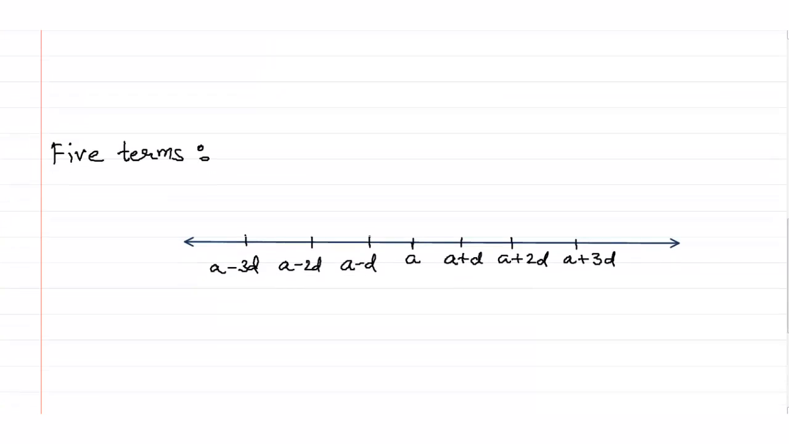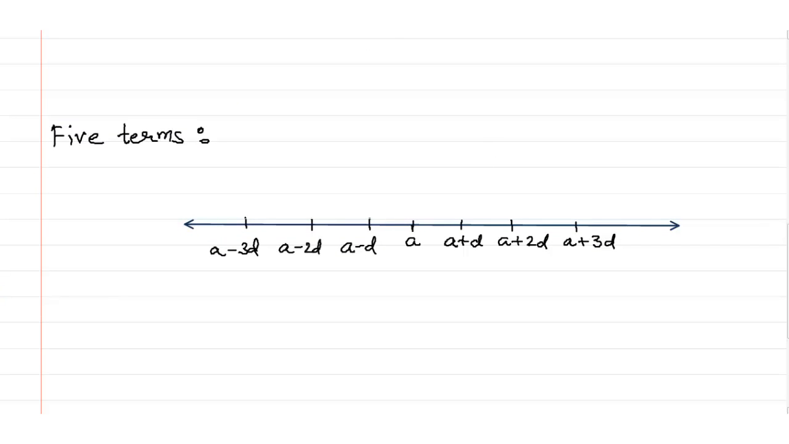And if there are 5 terms in an AP, then it wouldn't be a big problem. We can take the middlemost number as A, then A minus D, then A plus D, then A minus 2D, and A plus 2D. So the 5 required numbers are the middlemost being A, the previous one A minus D, the next A plus D, the first one A minus 2D, while the last one would be A plus 2D. So these are the 5 consecutive terms in an AP.